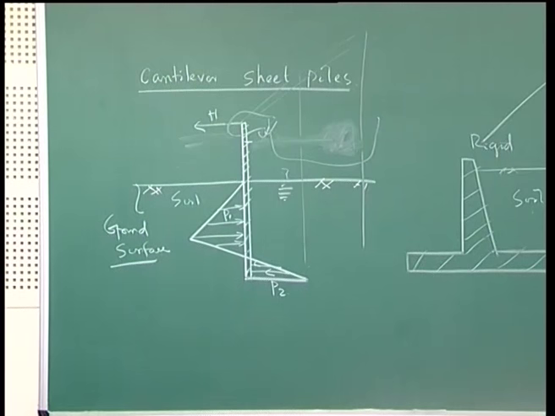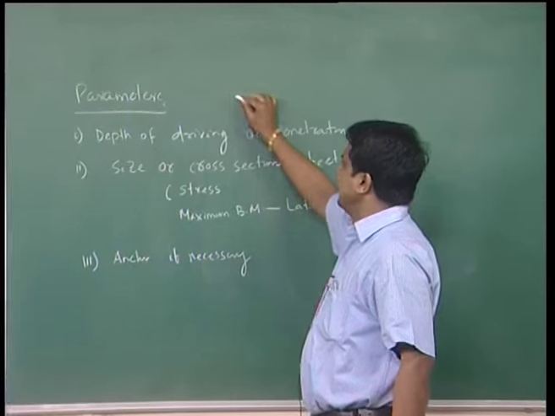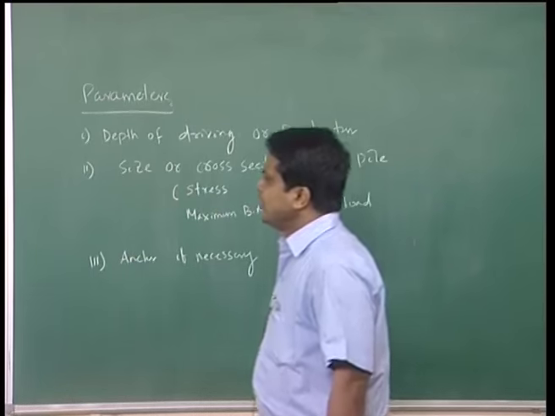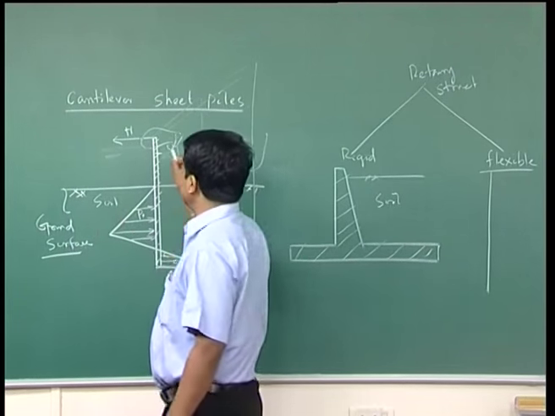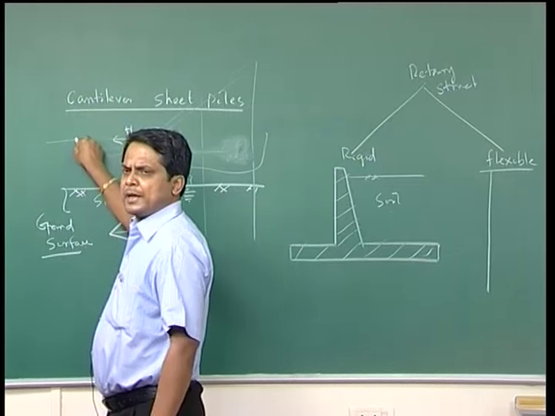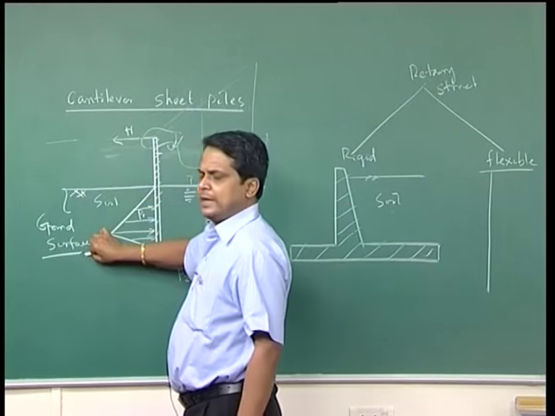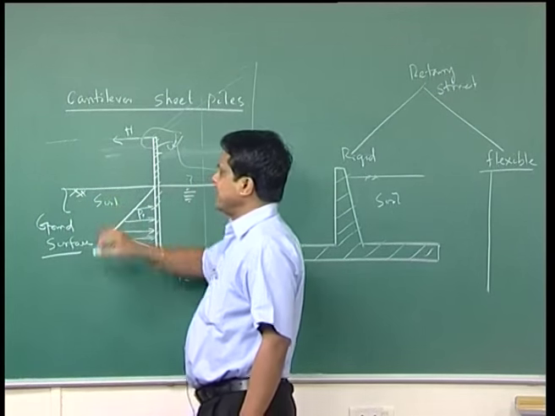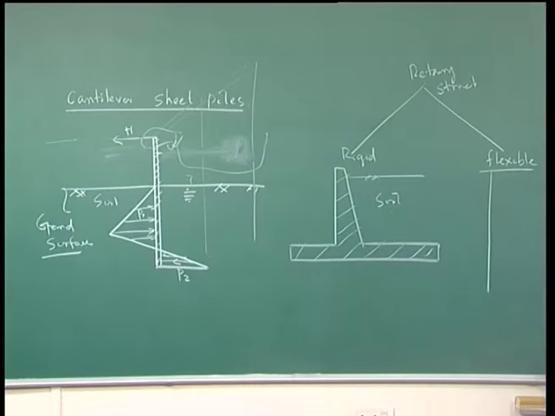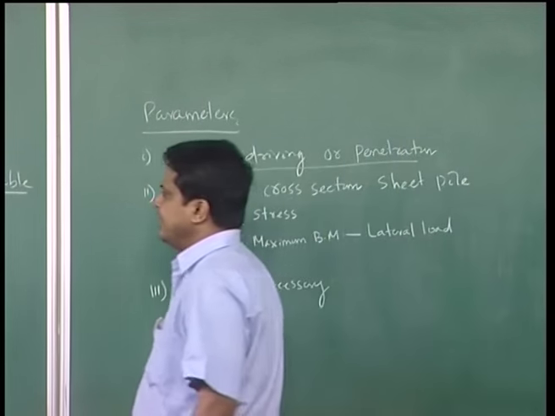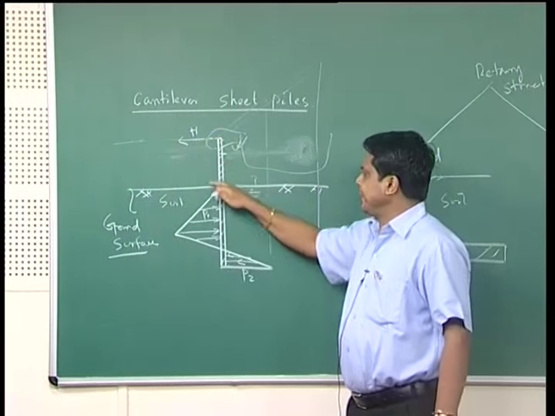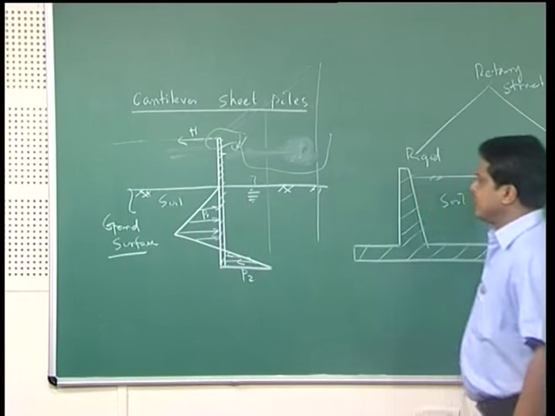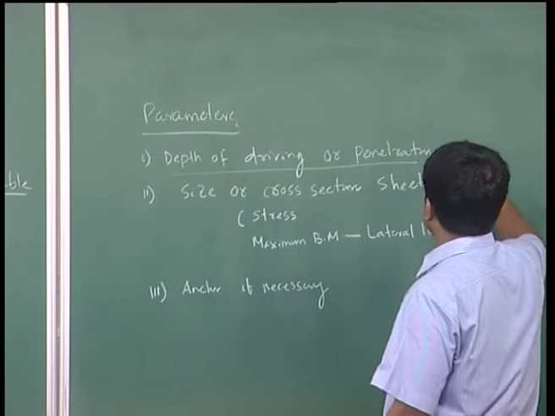Second part is, if it has been used, what are the different parameters we are supposed to find out? The different parameters are the depth of driving or penetration, below this surface. I will not say this is exactly the ground surface, because the water table is there, maybe the ground surface is somewhere else. The definition is that this is your dredge line, which I will explain later. So what is that depth? How much depth should it be penetrated below this level, so that whatever the entire load coming at the top will be taken below this level, and it will be stable? This is the first and foremost criterion, meaning parameter, to be determined.